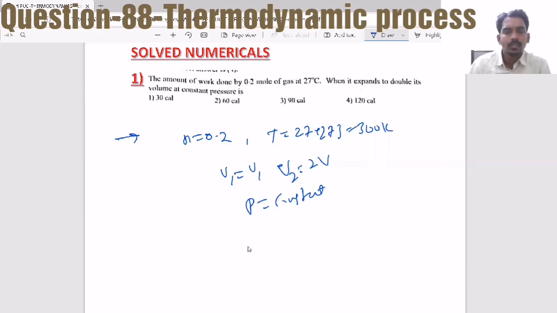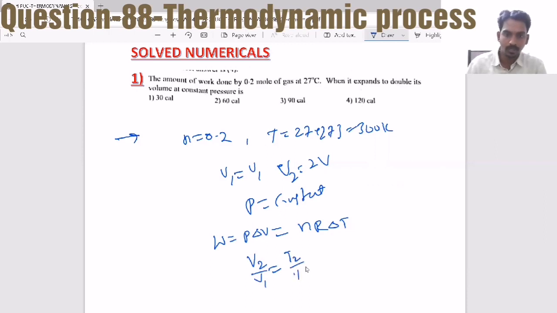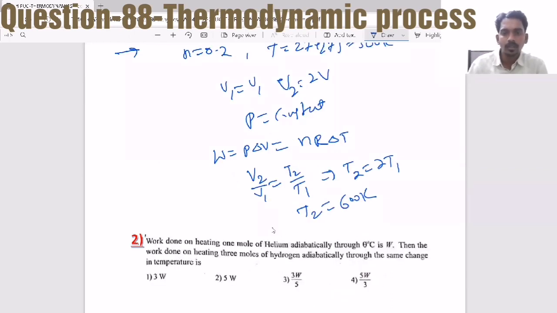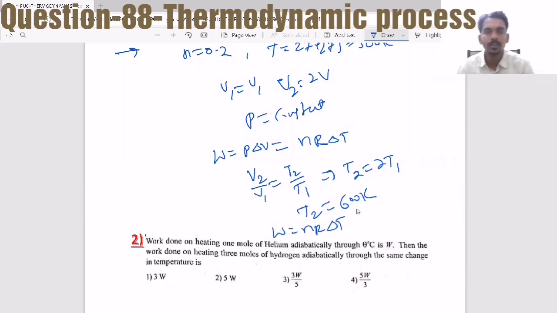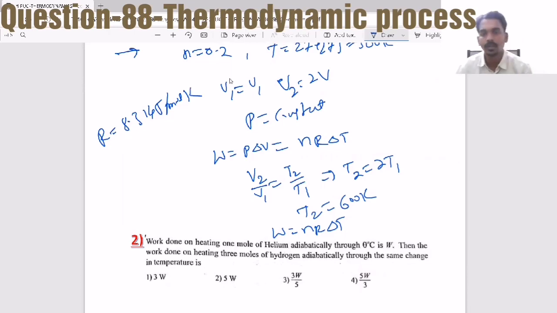then work done at constant pressure means either P delta V or nR delta T. Now at constant pressure, V2 by V1 equals T2 by T1 because V is proportional to T. So T2 also becomes 2T1. So T2 will become 600 Kelvin. Why? Because we don't know the pressure. Then work done will become nR delta T. n is given, R is a known thing. R value is the universal gas constant, 8.314 joule per mole per Kelvin. So just substitute all the values.